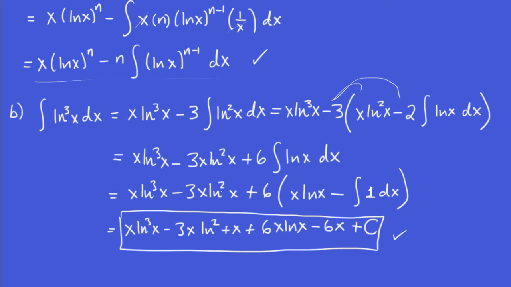I just realized I made a silly little mistake here. This shouldn't be ln squared and then nothing and then plus x, right? This plus sign should not be there. So we should just put an x there and make this a little bit nicer by putting the plus there. And now we're okay. So that's going to be our final answer there, okay?